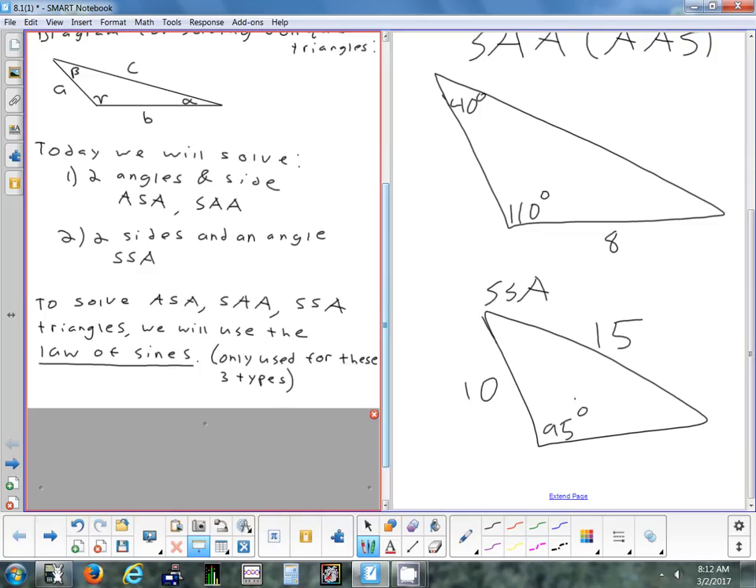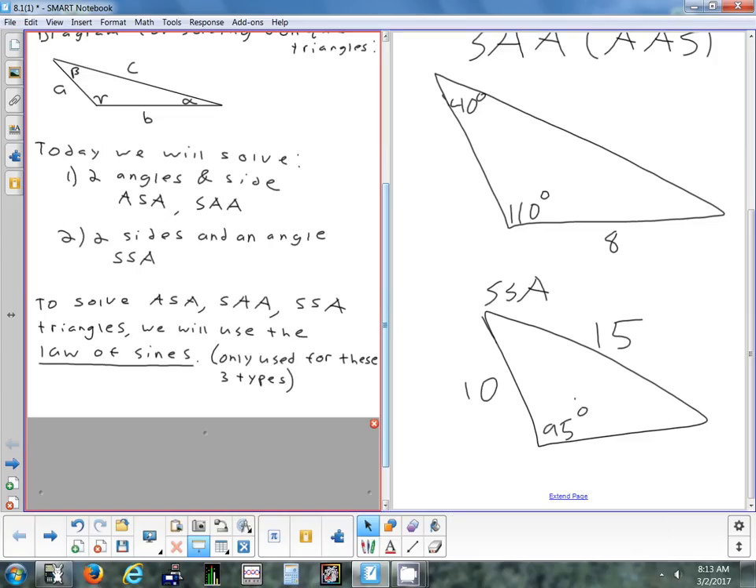All right, so to solve angle, side, angle, or side, side, angle, we're going to use the law of sines. Okay, so we are going to go through where part of the law of sines comes from. There's 3 parts to it. I'm not going to do the whole thing, because if you do the first 2 parts, it really shows you where the 3rd part comes from, just extending the pattern.